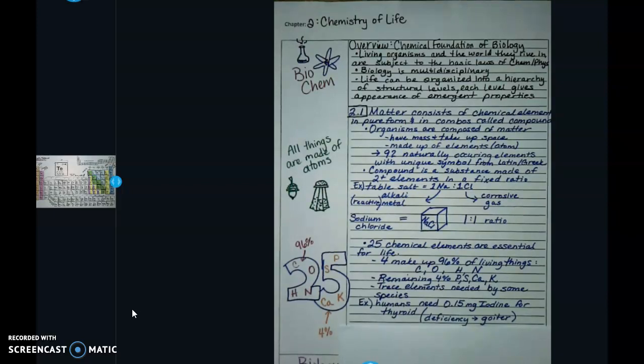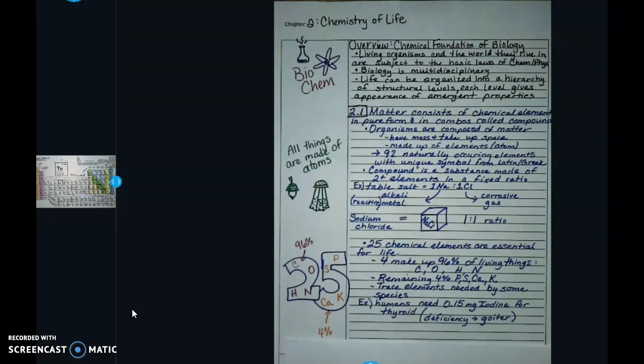There are also trace elements that are needed by some species, some that are needed just by plants, and some that are needed just by humans. For example, humans need 0.15 milligrams of iodine for their thyroid. If they have a deficiency of that, they develop what's called a goiter, which is that giant mass-like thing around your neck that you see pictures of.